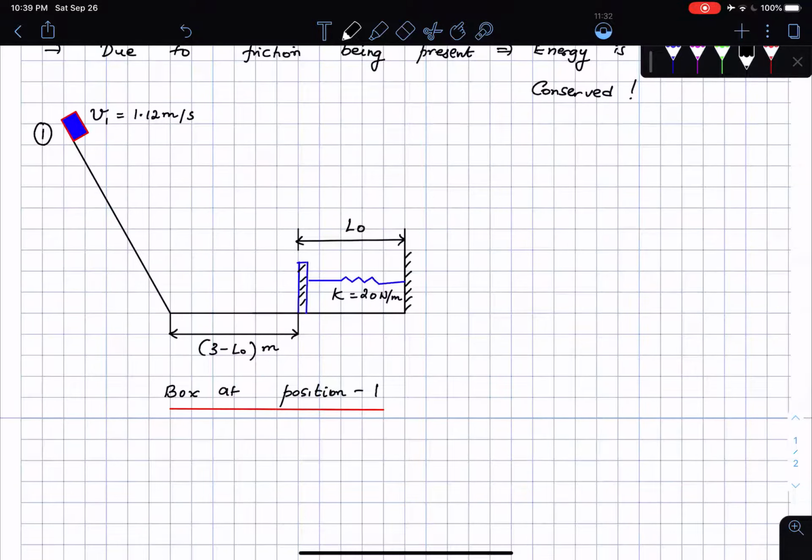Starting from here to there, I know that this angle here is 30 degrees, which means that this height I'm going to call h1. h1 can be easily found out as 3 times sine 30, because this distance here is 3 meters. So that's known to us as 3 meters. And this is also going to be a dotted line here. All right, so this is the situation here.